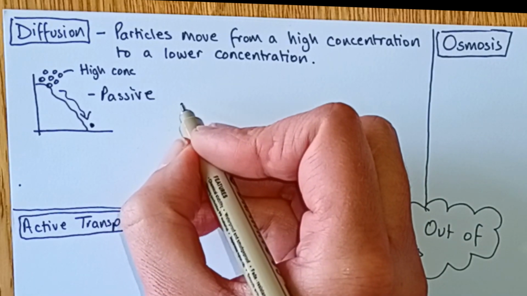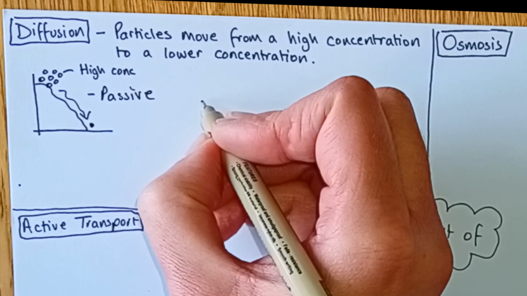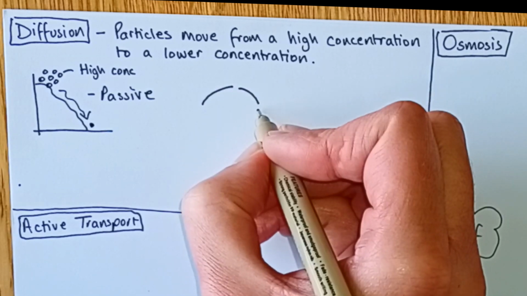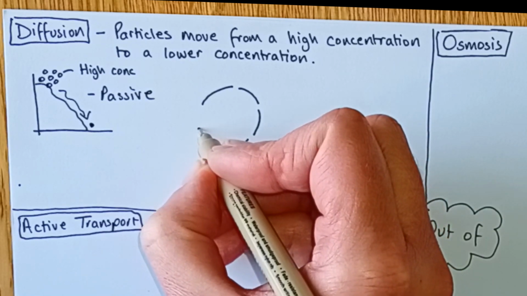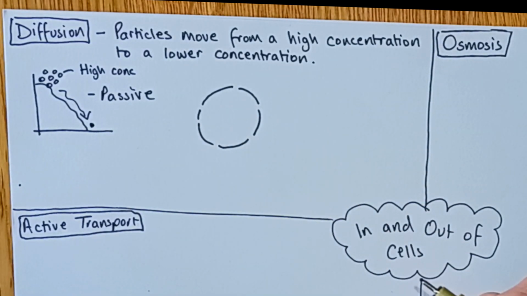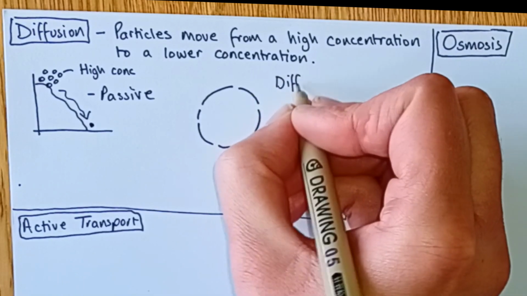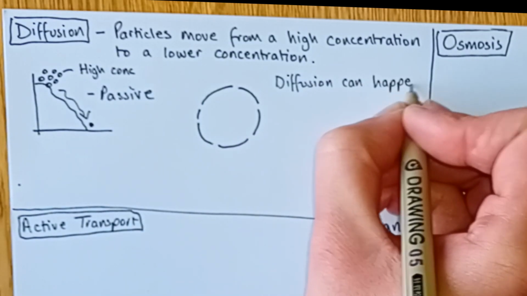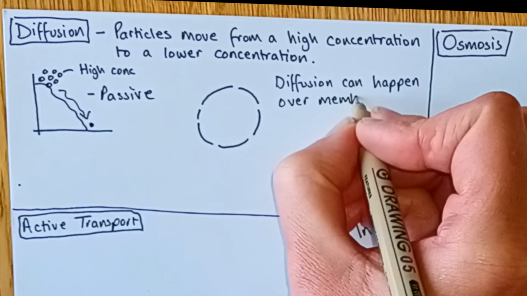We say it is passive because the particles are moving anyway. If we wanted to think about that in terms of a cell, which we do because this is biology, let's just draw one. So here we've got a cell. Cell membranes are permeable to some substances. That means some substances can go in. I'm going to show that as little holes in the membrane. So diffusion can happen over a membrane. In other words, into cells and out of cells.